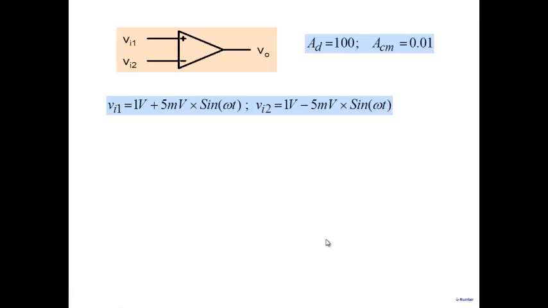As an example, an amplifier like this is fairly easy to build. A differential amplifier with a differential gain equal to 100 and a common mode gain, let's say, 0.01. We'll see later on that this is something we can easily build. So just so that you become comfortable with the definitions here, we have a very simple example. Input voltage VI1, let's say, is 1 volt plus 5 millivolts sin omega t. VI2 is 1 volt minus 5 millivolts sin omega t.